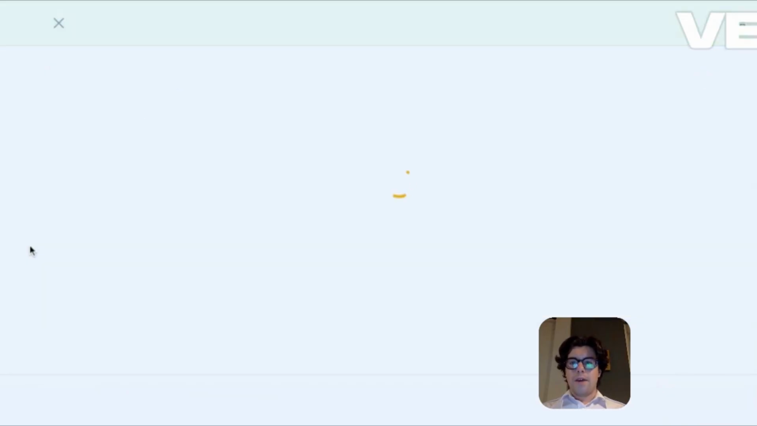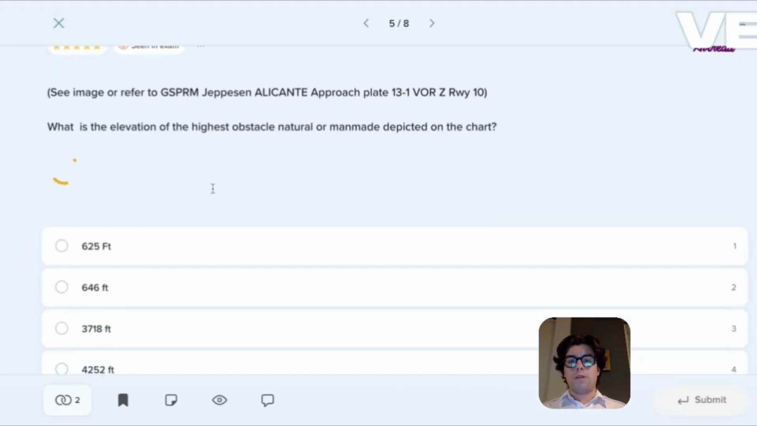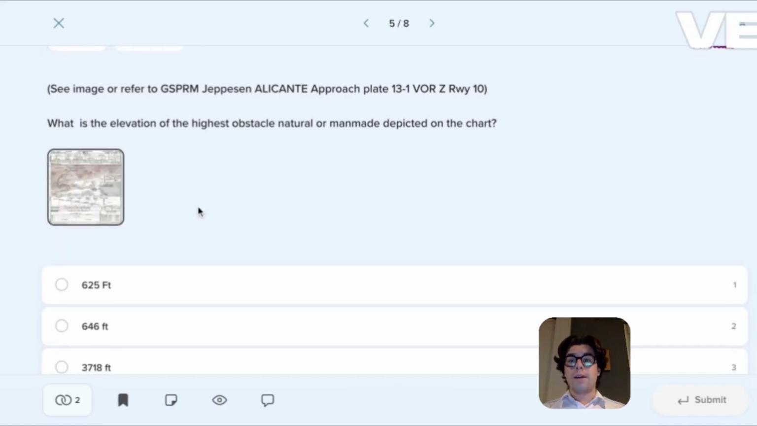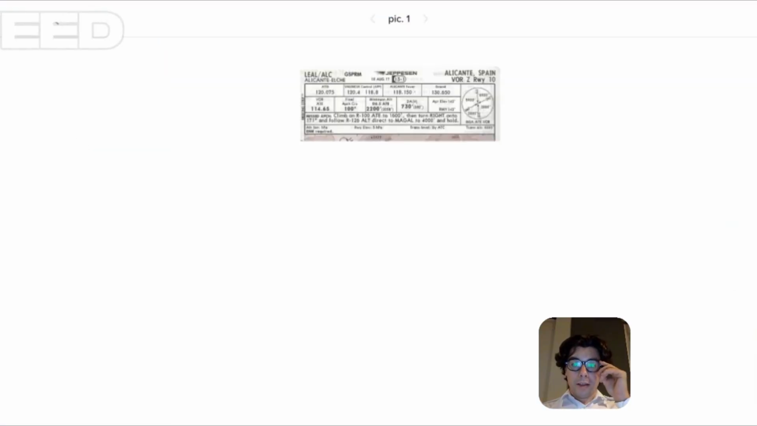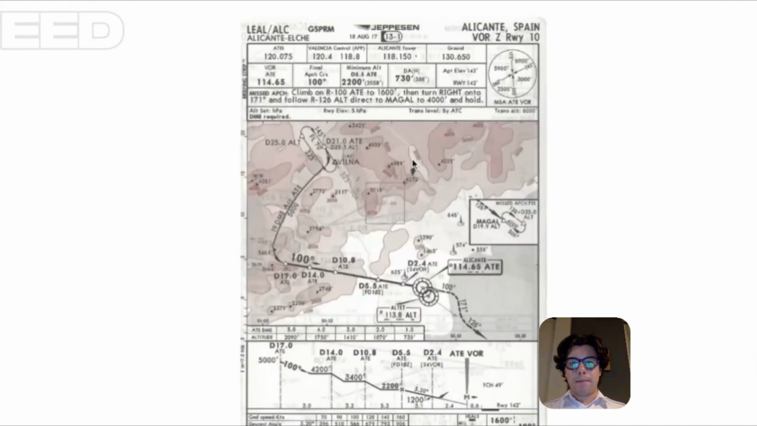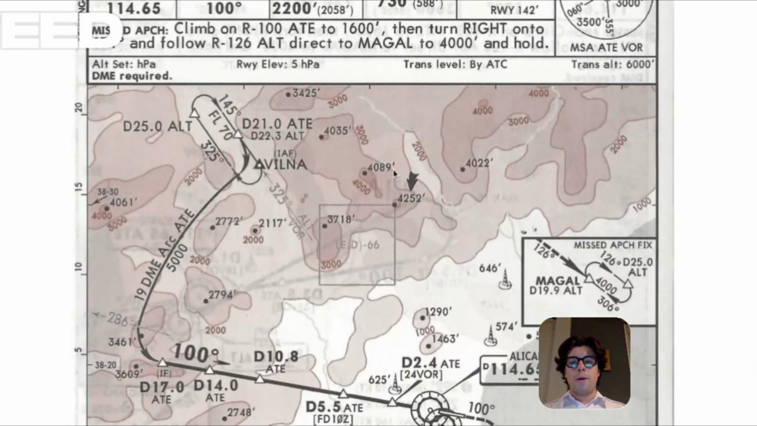And there it is. Question number 5. What is the elevation of the highest obstacle, natural or man-made, depicted on the chart? So this is the question I was referring to slightly earlier. This is the second option. And right here you can see the approach chart. On this approach chart, you can see this big and bold black arrow pointing to 4,252 feet. And this is our highest altitude. So we don't need to look any further. It's right there. This question can take literally 2 seconds if you know where to look.